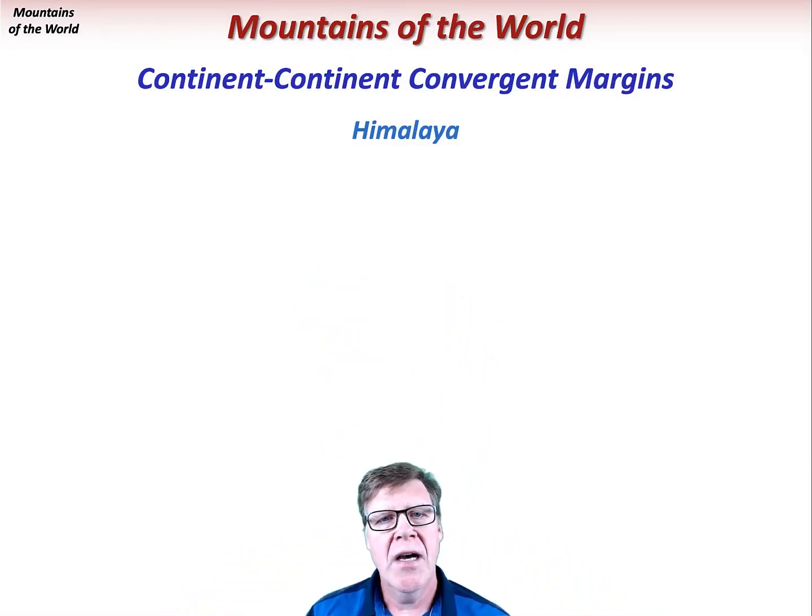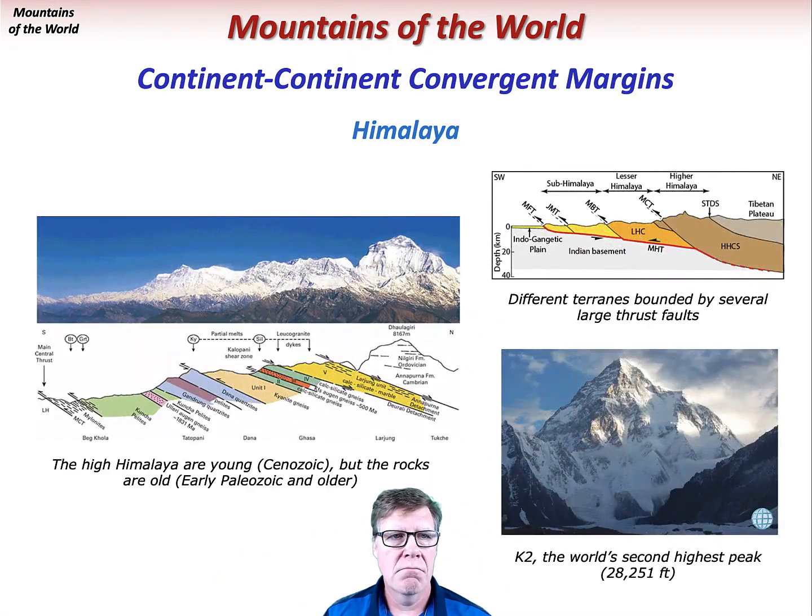While the mountains of the high Himalaya are relatively young, Cenozoic, the rocks of which it is composed are relatively old, early Paleozoic and older. These older rocks underlie Dhaulagiri, shown on the right of this image in cross-section. The Himalayan mountain belt is a complex collection of tectonic terrains, each bounded by major thrust faults. These terrains are located between the Indian lowlands to the south and the high Tibetan plateau to the north.